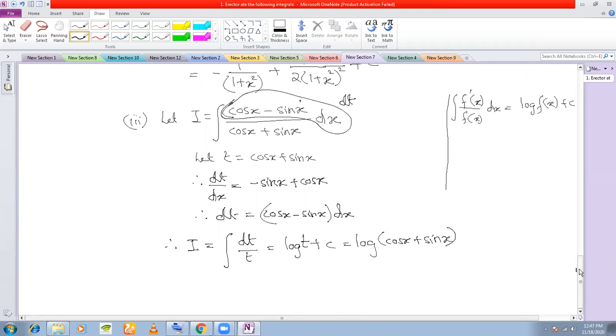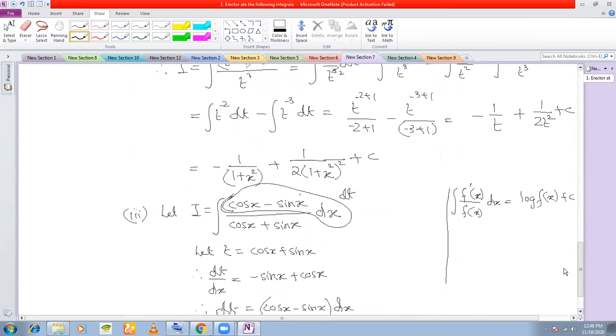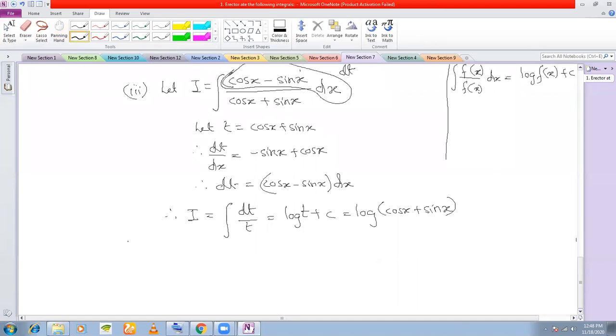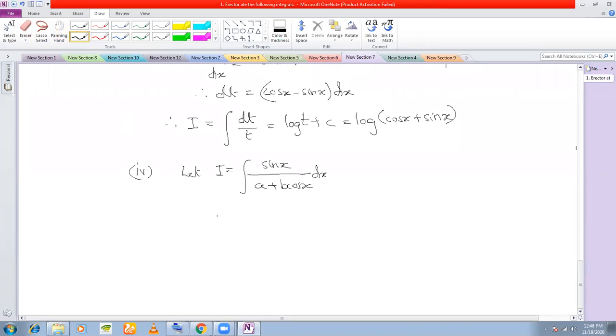So the next one, and the last one from here, you have integral sin x by a plus b cos x dx. Now how do you evaluate this integral? Here a and b are constants. If you differentiate the denominator, you will get the numerator, but with a and b. As long as the constants are there, I am not worried.